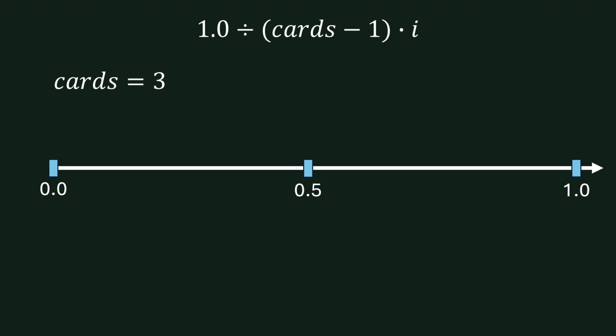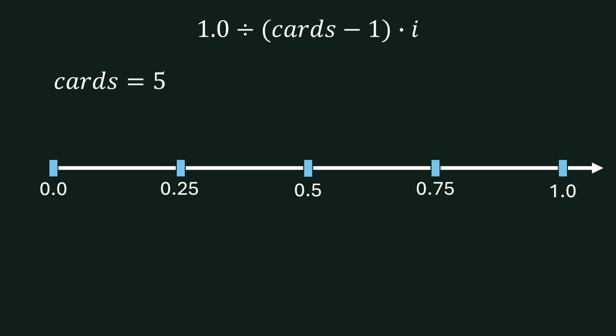Now we just need to multiply the 0.5 by I, which is the index of the current card. The first card's position is 0.5 times 0, which is 0.0. The second is 0.5 times 1, which is 0.5. And the last is 0.5 times 2, which is 1.0. Let's see another example. We have 5 cards, 1 divided by 4 is 0.25. That checks out because we have 4 equal size gaps between 0.0 and 1.0.